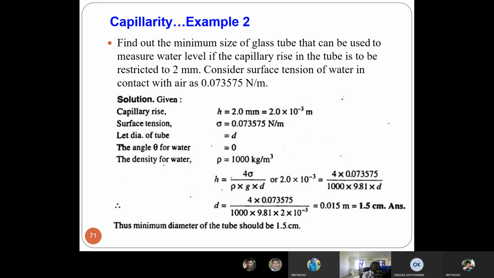For water, capillary rise is equal to 4 sigma by rho g d. The h value is given, the sigma value is given, so substitute. h is equal to 2 into 10 to the power minus 3 is equal to 4 into sigma 0.073575 by rho g d, rho 1000, g 9.81, diameter D. So solve this expression for the diameter D. We will get 0.015 meter or 1.5 centimeter. Thus the minimum diameter of the tube should be 1.5 centimeter. Okay, this is the required data.